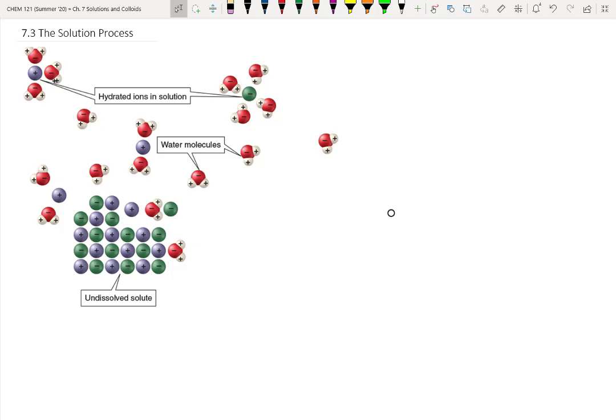Okay, in our last video we took a look at solutions and we said that a solution is composed of a solute and a solvent. So what I want to do now is really zoom in on that process and imagine what's occurring at the molecular scale. So imagine down here that we throw in sodium chloride. Sodium chloride as a solid is going to be this crystal lattice down here. So this down here would be our solid.